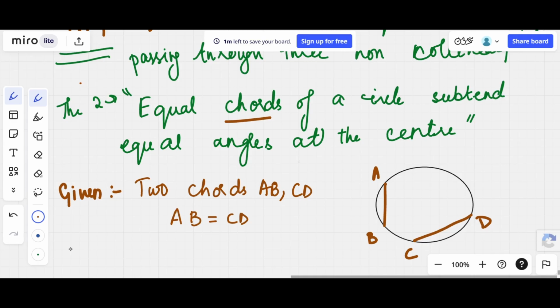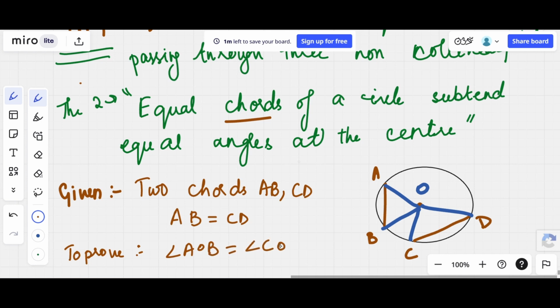Now we have to prove. What do you have to prove? This is the center O. So you have to prove angle AOB is equal to angle COD. They're saying equal chords of a circle will always make equal angle at the center. That is what you have to prove, kids. Two chords are given, AB is equal to CD, and this is what you have to prove.